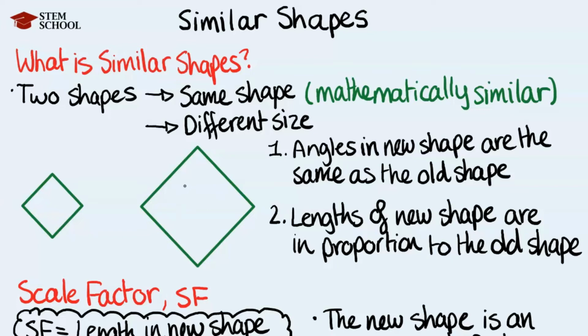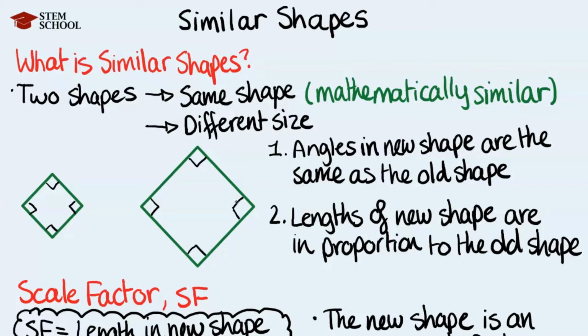So with that being said, there are some things you need to remember for similar shapes. The first thing is that all angles in the new shape are the same as the old shape, okay? In this old shape here, we have a small diamond. If we have equal sides, then it's going to be 90 degrees each corner. This rule is saying that the angles don't change, so in this new larger diamond, the corners will also be 90 degrees, okay?